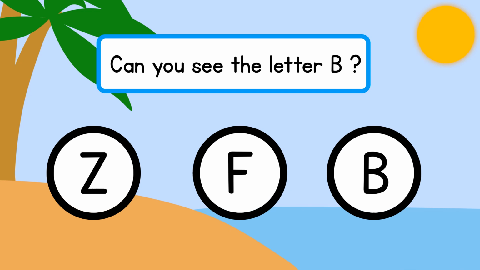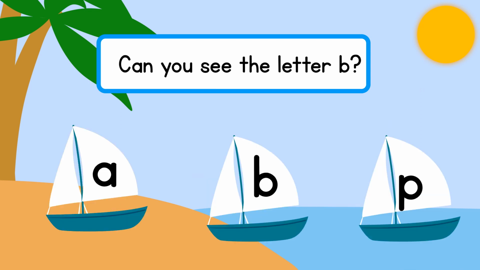Next. Good job. B. Now, can you see the small letter B? That's great. This is the small letter B. Another one, small letter B. Another one, small letter B. Good job, children.